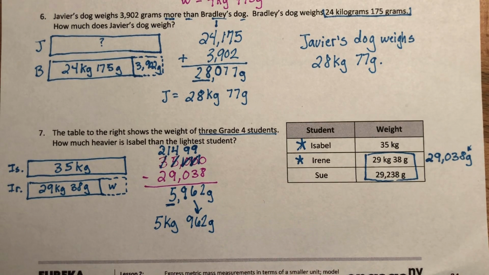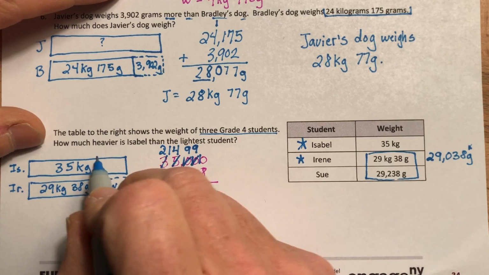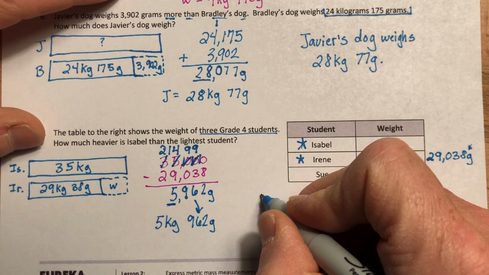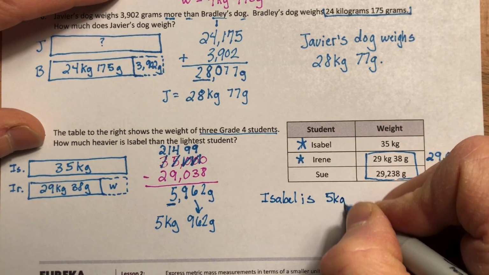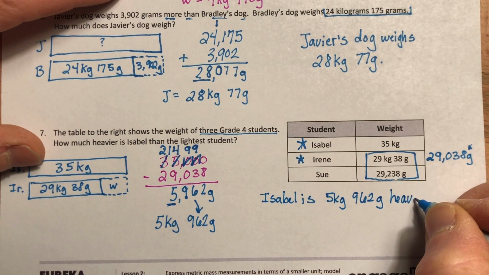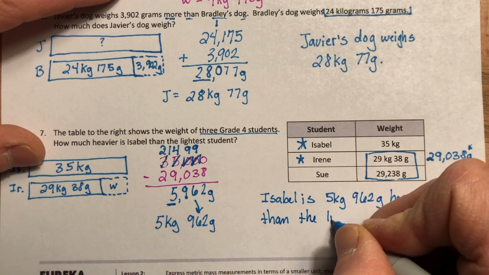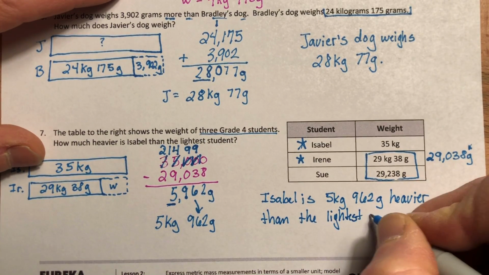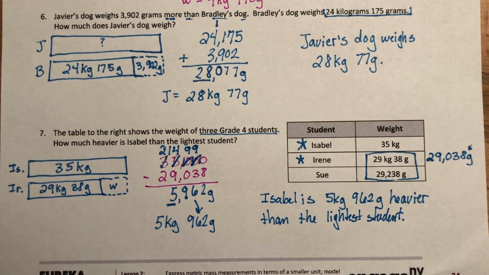I have my answer. So what was it? She is 5 kilograms, 962 grams heavier than Irene. So how much heavier is Isabel than the lightest student? Isabel is 5 kilograms, 962 grams heavier than the lightest student. Period. And that's that.